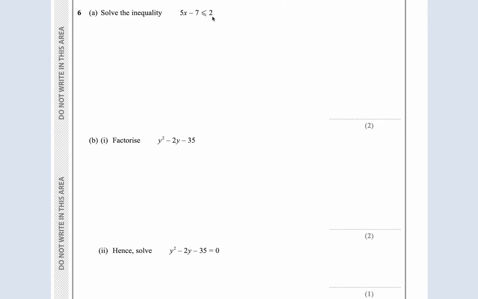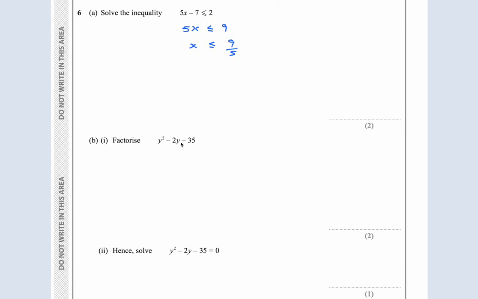6a. Solve this. This is fine, guys, because you can solve it just like an equation. You add 7 to the other side and you divide by 5. So it's just x is less than or equal to 9 over 5, or 1.8.